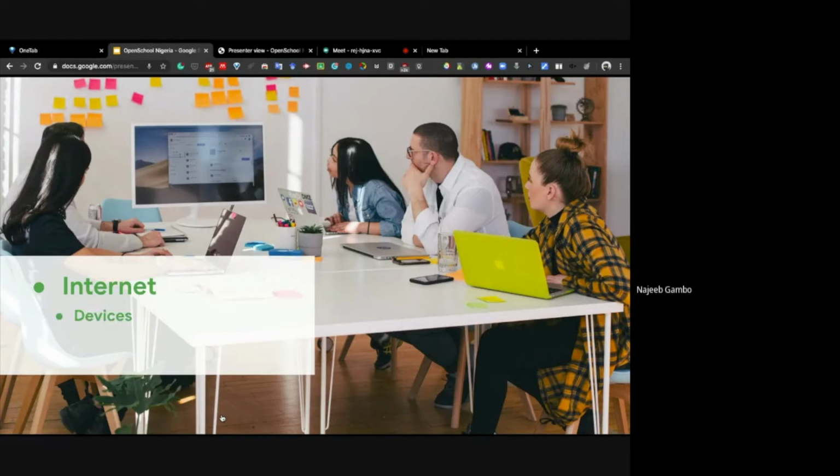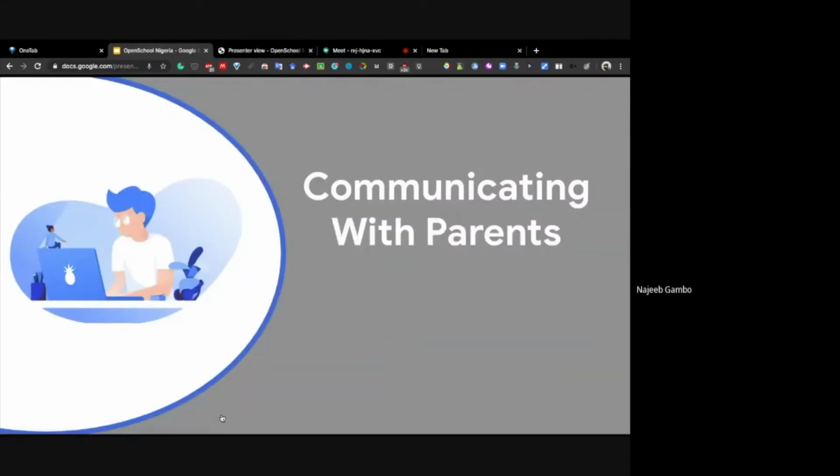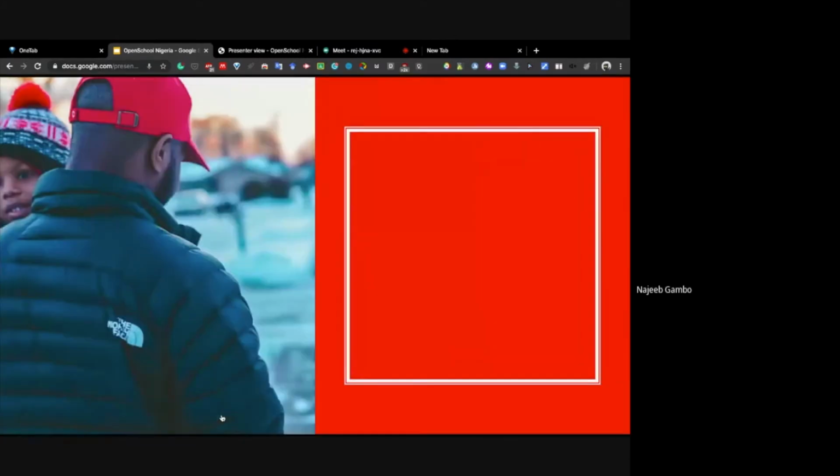Not only that, the devices also must be provided by the school proprietors, and there is a situation whereby you probably have to provide a generator, possibly, or provide fuel for them to fuel their machine. So I think these are some of the challenges, some of the responsibilities of the school management. Then there is communication with parents.